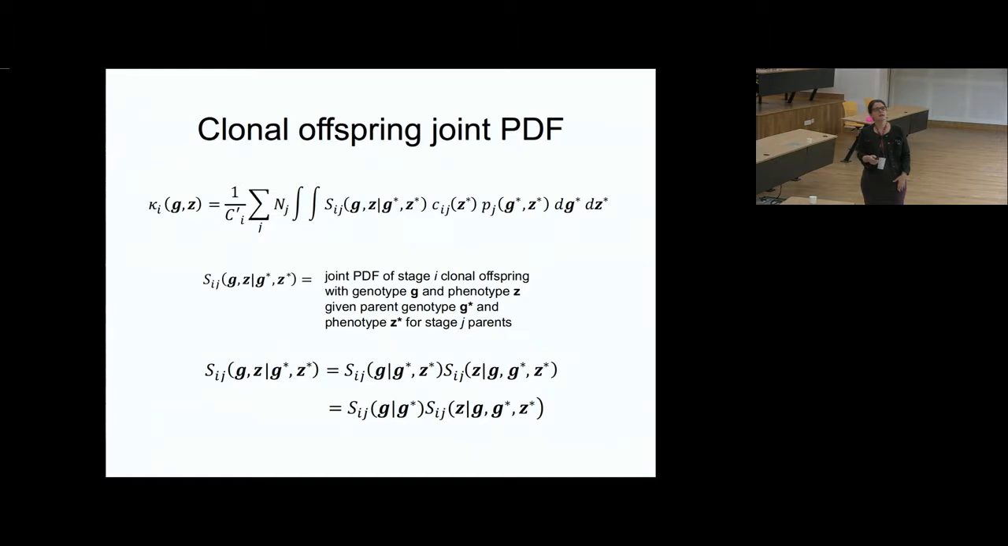And this is the joint PDF of the parent. So that's the distribution of the parents. This is the transition from I to J. So we're trying to get to I. And this is the joint PDF of a stage I clonal offspring that has a certain genotype and phenotype, whose parent was stage J, and they have some genotype and phenotype. So we have some transitions in this distribution.